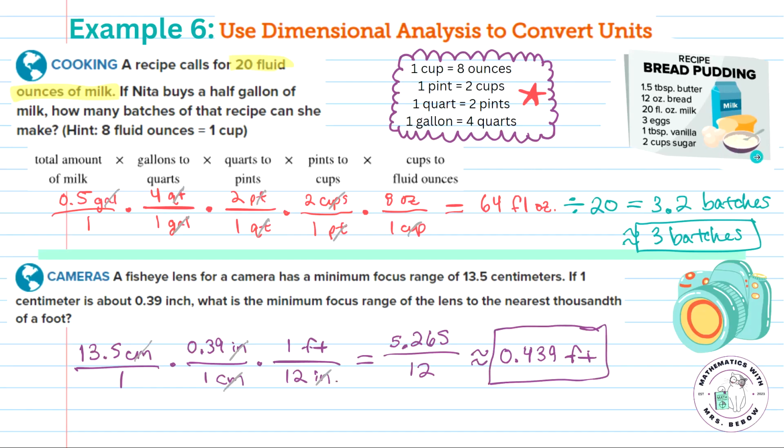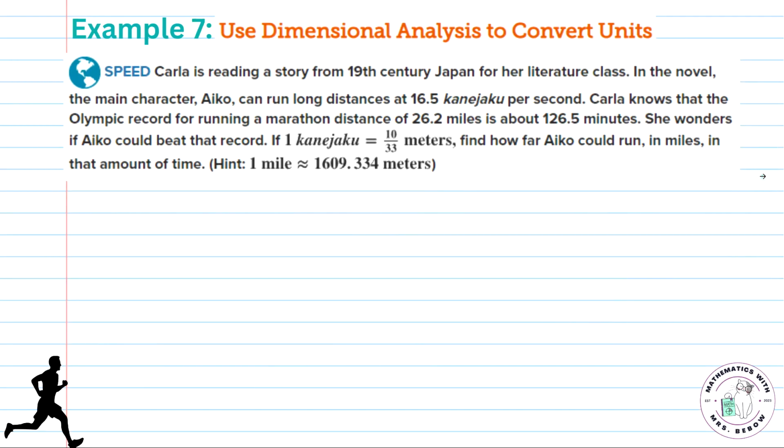Okay, we've got one more example in this video on dimensional analysis. And in this one, it says Carla is reading a story from 19th century Japan for her literature class. In the novel, the main character, a.k.a., can run long distances at 16.5, and I'm going to apologize if I butcher this, Kanajuku per second. So Carla knows that the Olympic record for running a marathon distance of 26 and 2/10 miles is about 126.5 minutes. She wonders if a.k.a. could beat that record.